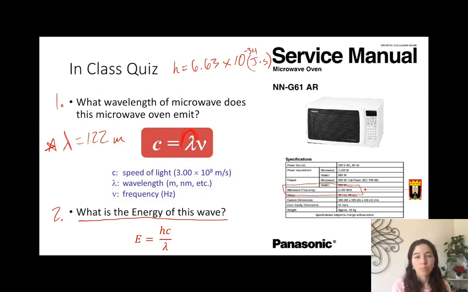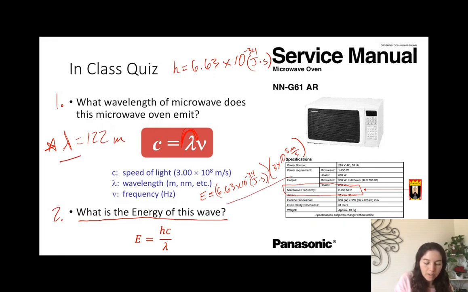Let's take a look at how to solve this problem. So we're solving for energy, and we want to input Planck's constant times our speed of light first. So we're going to go ahead and get that on top here. 6.63 times 10 to the minus 34 joules times seconds. And we're going to multiply that by our speed of light, 3 times 10 to the 8 meters per second. And that's all going to be over our lambda value. So we're going to put that over 122 meters.